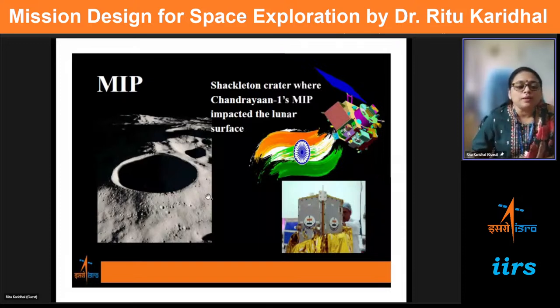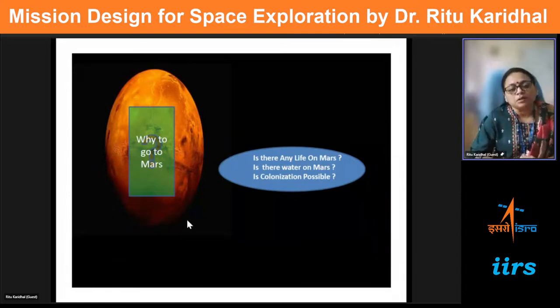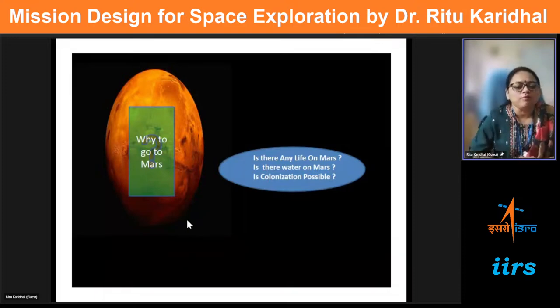Now coming to the next important thing. I just told you why we have to go to the moon. I'm trying to first cover the basic needs of going to either the moon or Mars. So after the moon, the question will come: why do we have to go to Mars also? When we have reached the moon, then why go further beyond? Why do we need to go to Mars?